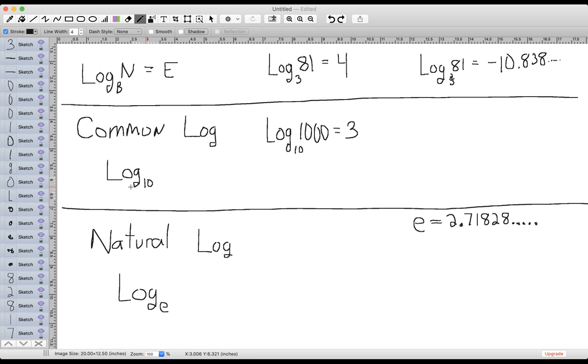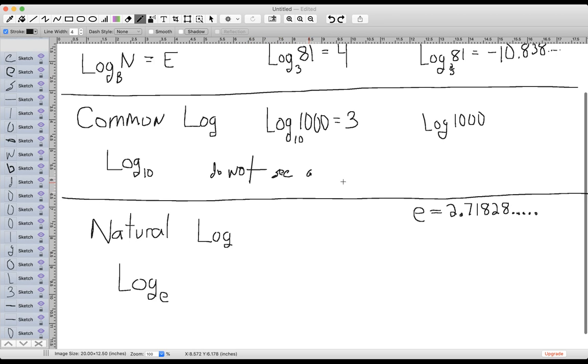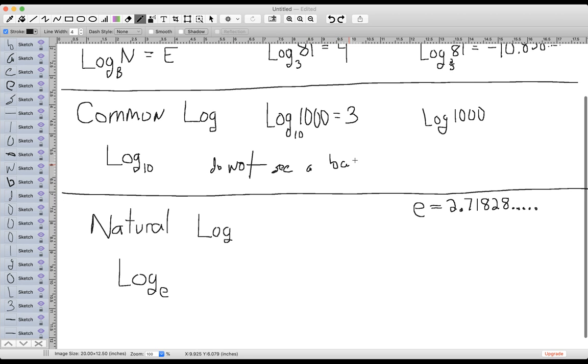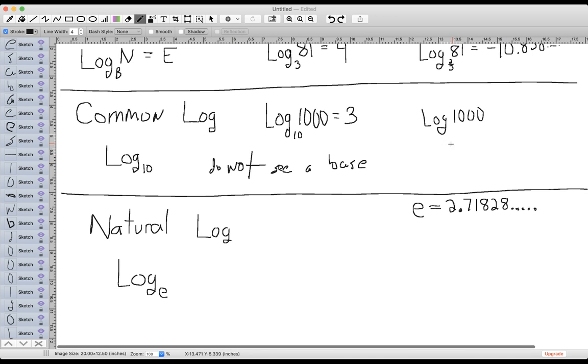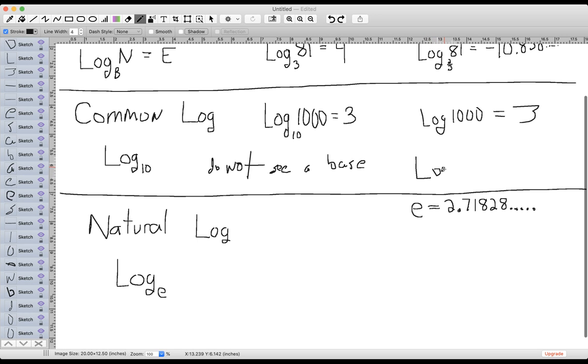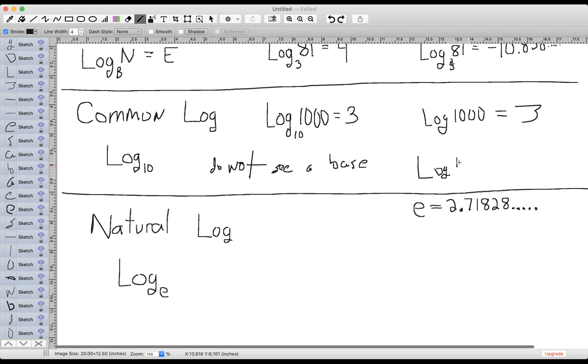Well, we use base 10 so often, we're going to drop the 10. So in other words, if I wanted to take the log base 10 of 1,000, I don't need to write the 10. I just write log of 1,000. So if you do not see a base on your logarithm, then it's base 10. So without a visual base, it will always be base 10. This would equal 3.